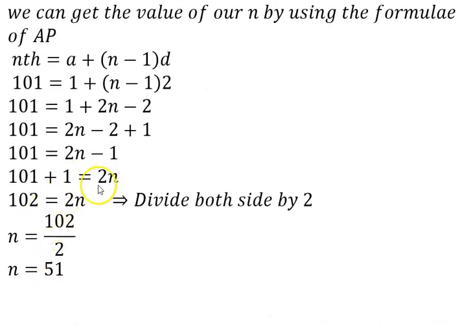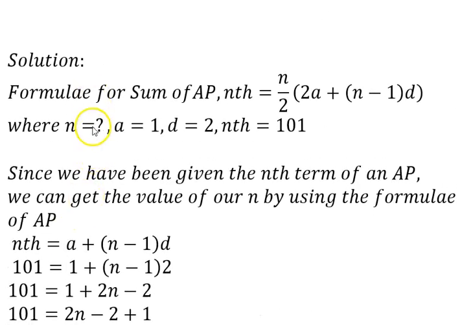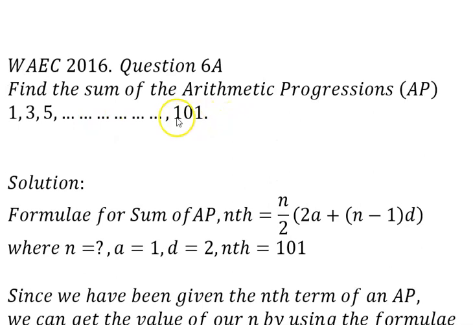Awesome. So 101 plus 1 will give us 102 equals 2n. So we just divide both sides by 2 so that our n can stand alone. That's what we are looking for. So if we divide here by 2, here by 2, 2 will cancel 2, our n will stand alone. So we now have 102 divided by 2 will give us what? 51. Beautiful. So we've gotten our n. So we can now impute our n here and get the sum of our AP.